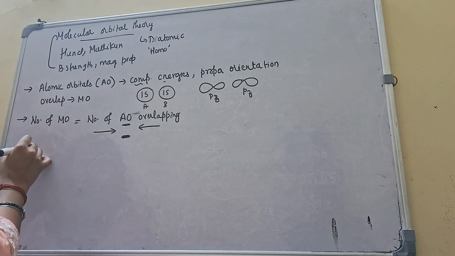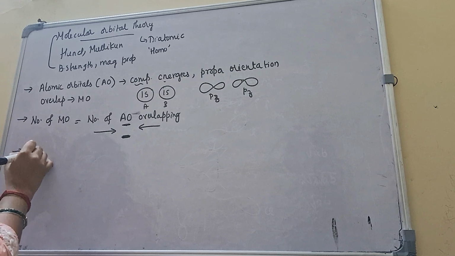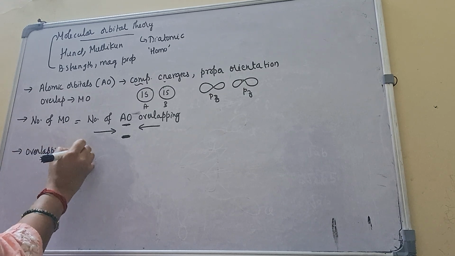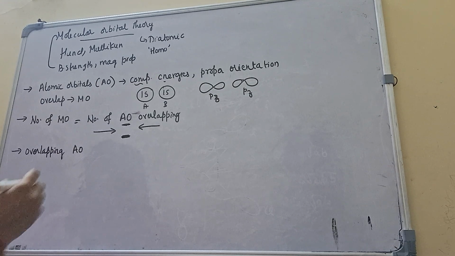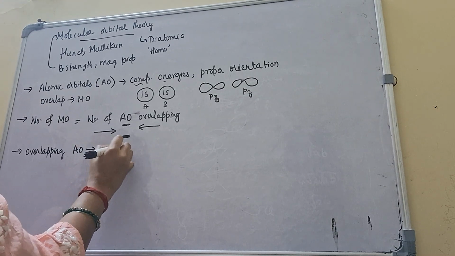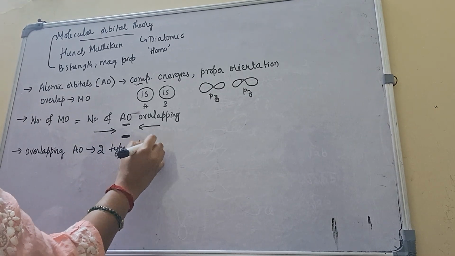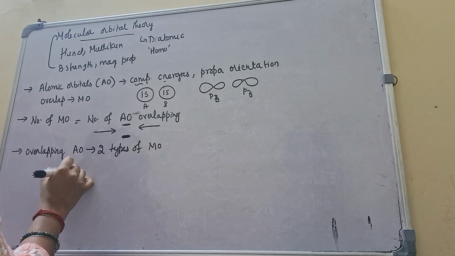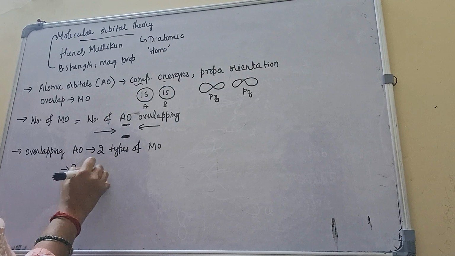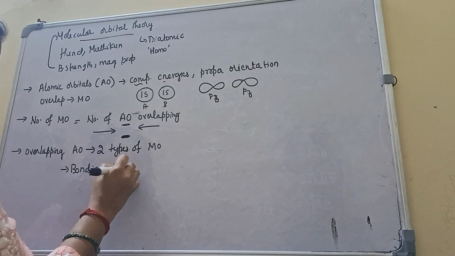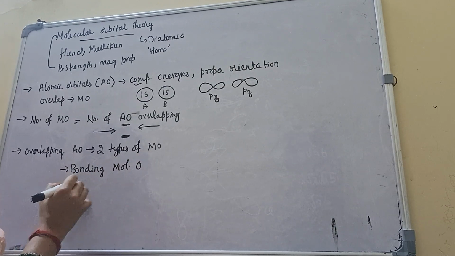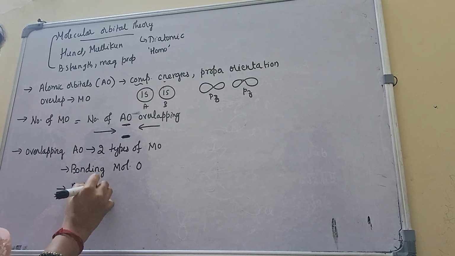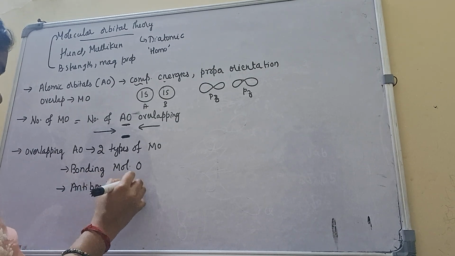Now the overlapping of atomic orbitals forms two types of molecular orbitals. All right, one is called the bonding molecular orbital and another is what we call the anti-bonding molecular orbital.